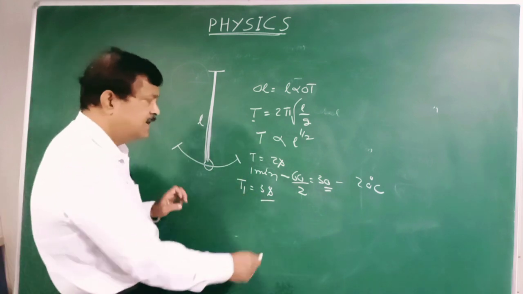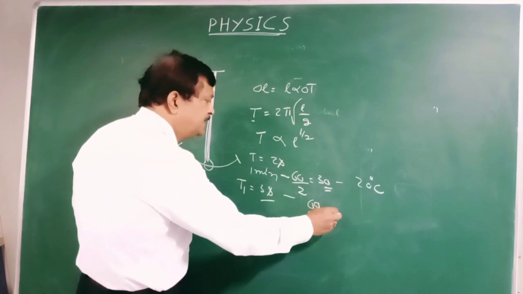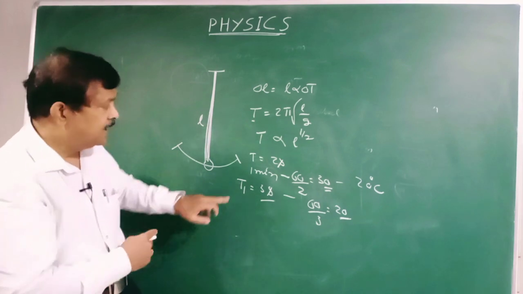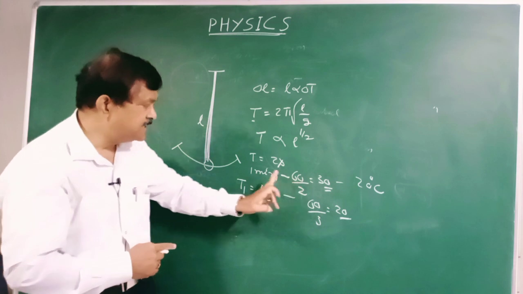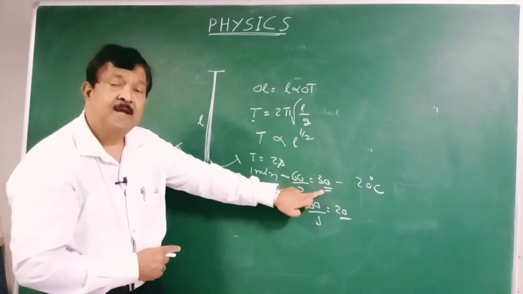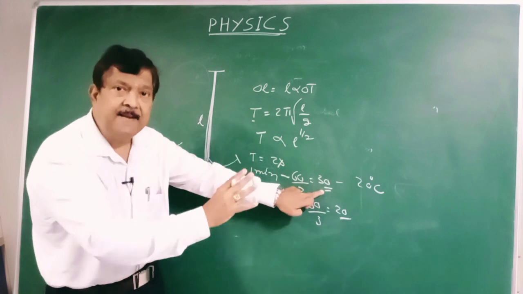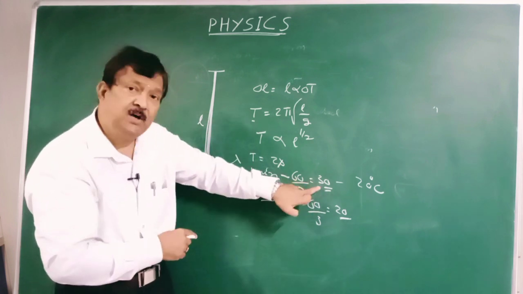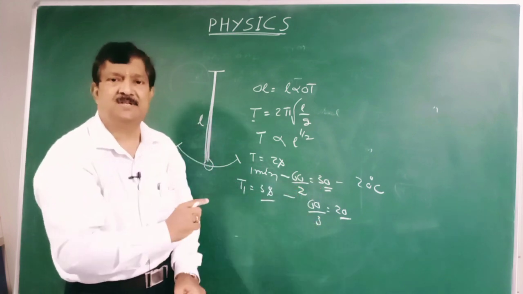Now in the same 1 minute, it will complete only 60 by 3, that means only 20 oscillations. When it gives the correct time at 20 degrees, it makes 30 oscillations and the hands of the clock move in the correct way. But now, in the same time in which it is expected to complete 30 oscillations, it is making only 20 oscillations.